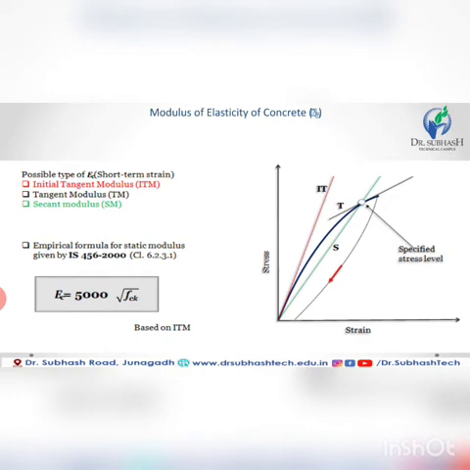Next, possible types of short-term strain: initial tangent modulus, ITM, tangent modulus, TM, and secant modulus, SM. Empirical formula for static modulus given by IS 456-2000 clause number 6.2.3.1: modulus of elasticity is equal to 5000 under root fck, based on initial tangent modulus, ITM.